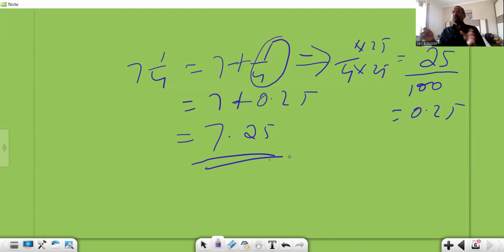Don't write the 0 there. Nobody is there, that is why we put the 0. Don't put any other number. So 70, no, don't put that. 7.25. So here, this is a whole number part 7 and decimal part 25. You have to read it as 7 point 2 5.